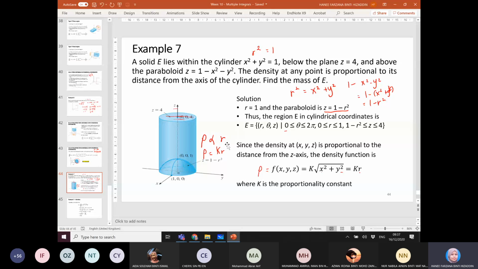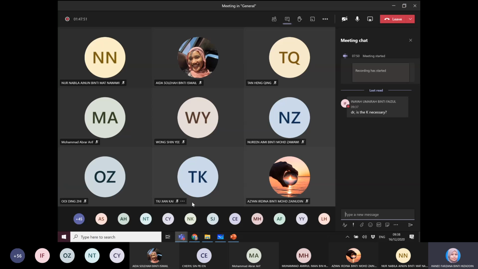R is the distance from the axis of the cylinder. So this is what you are given. Rho is proportional to r. So you need to put it in an equal sign. When you put the equal sign, you need to have the proportionality constant, but we don't know what that proportionality constant is, so we just put K. It could be any other letter though, whatever. Yeah, so answering your question, K is necessary. Okay, any other question?